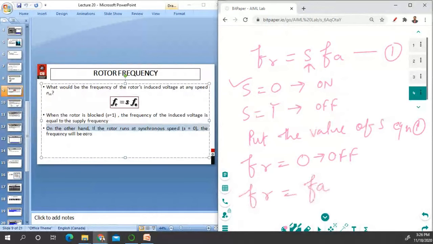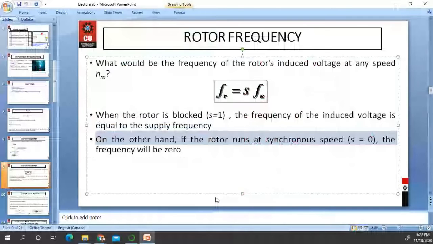So on the other hand, if the rotor runs at synchronous speed, S is equal to 0 and the frequency will be 0. Or when the rotor is blocked, S is equal to 1 and the frequency of induced voltage is equal to the supply frequency. Okay, understood this point? How we can calculate the frequency for the rotor. Clear?